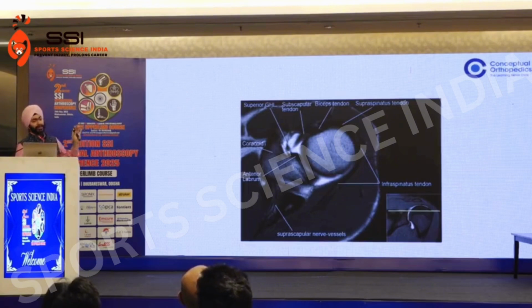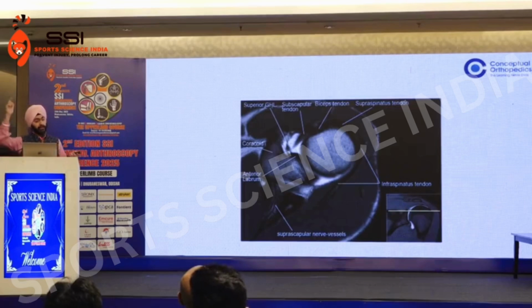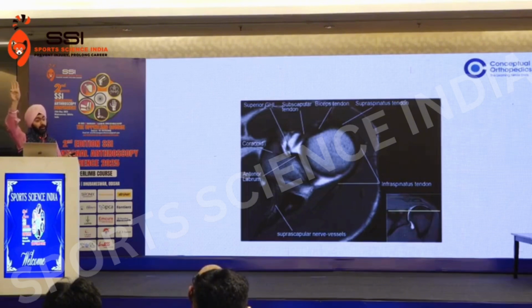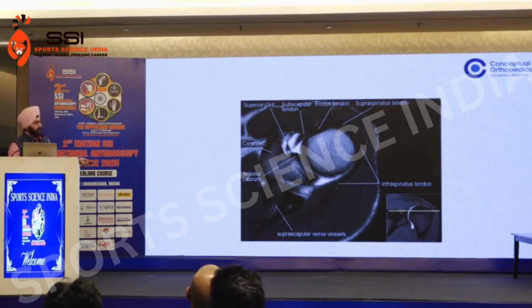In axial sections, what are the things you are looking for? Three things. Subscapularis, along with your biceps tendon; the glenoid labrum; and if there is any Hill-Sachs lesion. These are the three things you have to look for in an axial MRI. So where would my subscapularis be? Subscapularis will come anteriorly just below the coracoid.